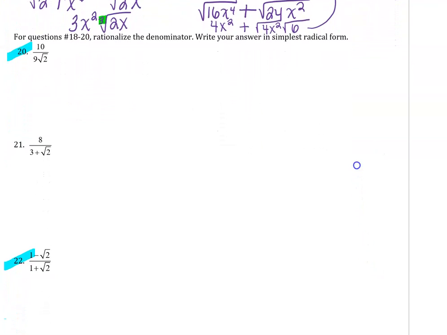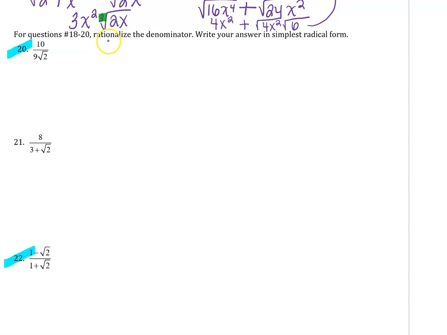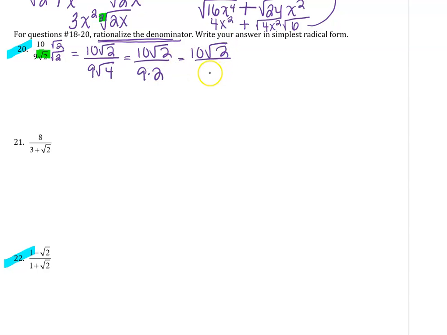Last thing on this test is going to be rationalizing denominators. Rationalize means that you no longer have a radical in the denominator. So for example, in 20, I'm noticing that I have a square root of 2. What I'm going to do is multiply top and bottom by the square root of 2. So that gives me 10 square root of 2 divided by 9 square root of 4. Now the reason we do this is because now the square root of 4 is 2, and 9 times 2 is 18. So in doing so, I got rid of the square root in the denominator.